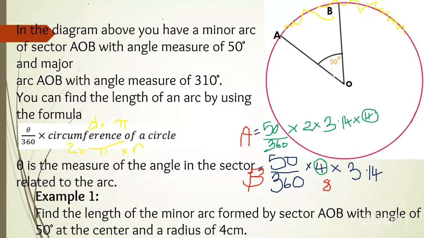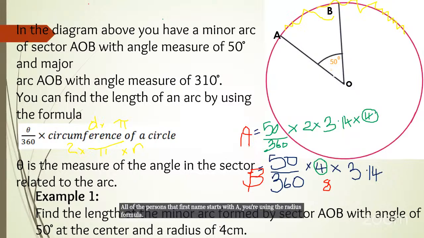Alia, Abrina, Morris, Aisha, all of the A persons use radius. Everybody else use the diameter. All of the persons whose first name starts with A, you're using the radius formula. Everyone else use the diameter.